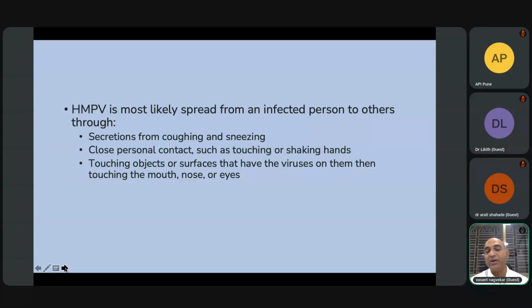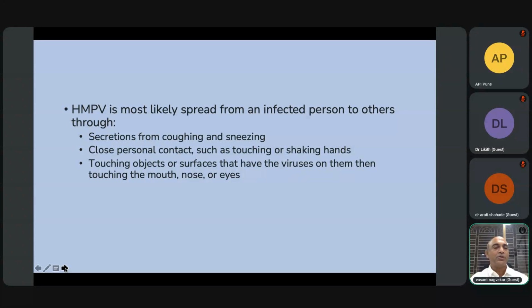I think SARS-CoV-2 has really made us learn so much about infection control practices, how we have to handle our patients in the OPD as well as indoors. Hand hygiene is the most important part of your infection control practice, apart from using a mask if required. Touching objects or surfaces that have the viruses on them and then touching the mouth, nose or eyes without using a hand rub is again a problem.